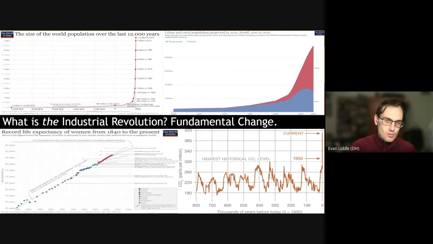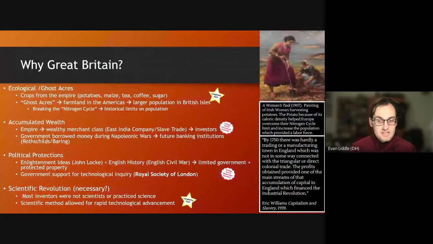Let's talk about why Great Britain. Now, the Industrial Revolution begins in Great Britain, but why? Why does it start there? Well, there's a lot of factors, and we're going to run through them very quickly. One of the things you need for an Industrial Revolution is you need more people than you already have. You need a surplus labor force. And thankfully, the British Empire provided ghost acres, that is, extra farmland for the British Isles, which allowed it to sustain a higher population than it might have been able to otherwise. This is called breaking the nitrogen cycle, which were the historic limits on population growth based on how much the land could produce.